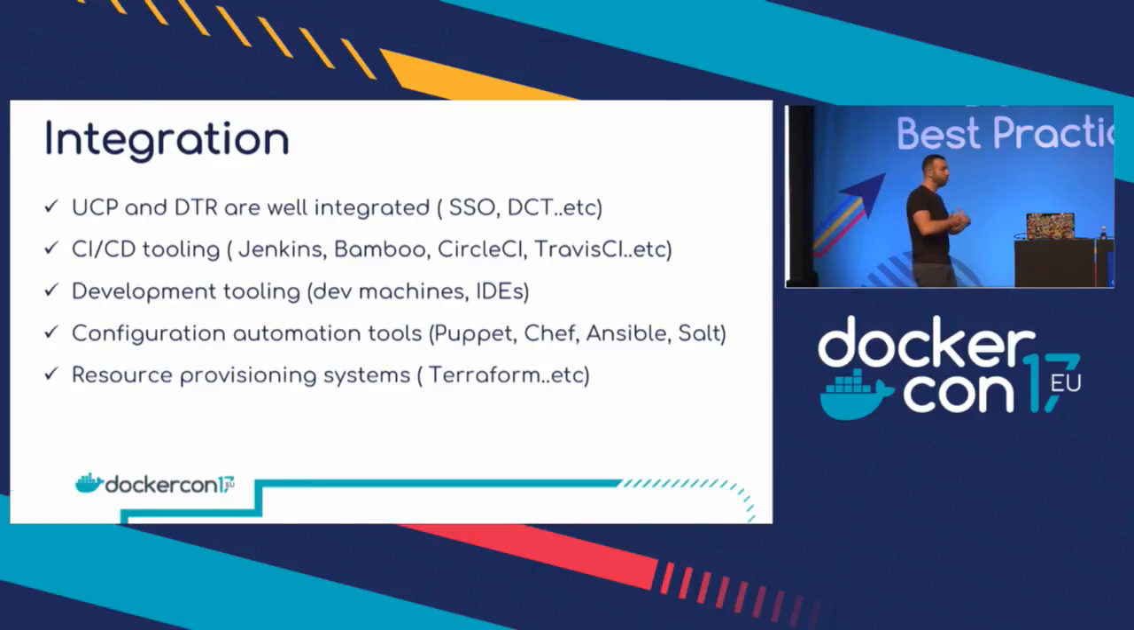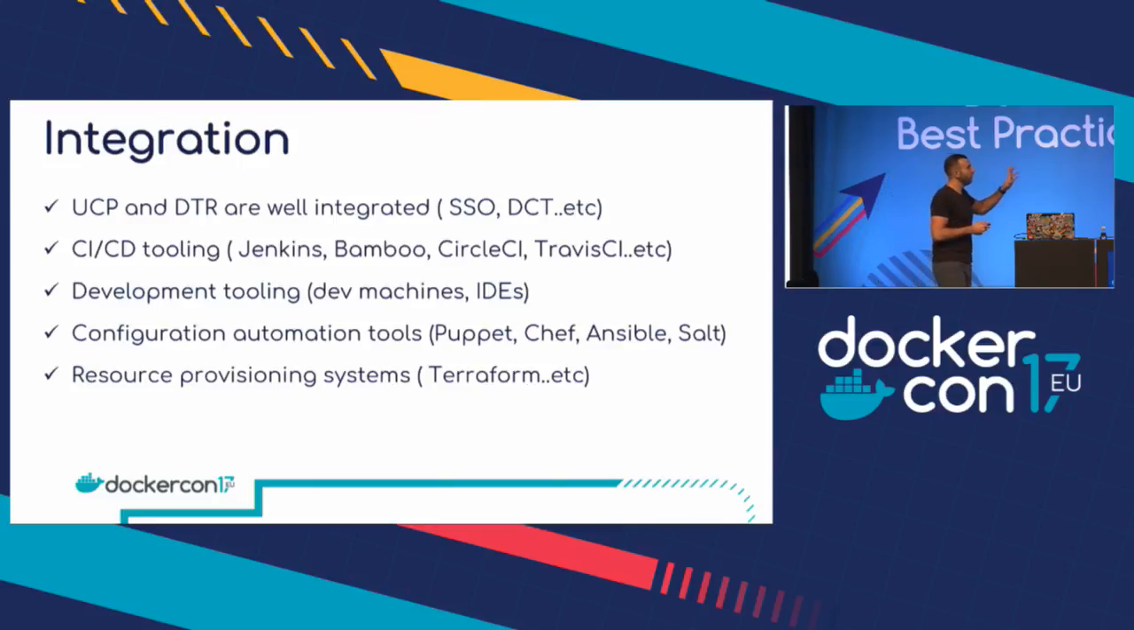Integration. This is how your cluster integrates with other systems. It's really critical. Docker is part of the ecosystem, and there are a lot of tools out there that provide really good integration points with Docker or vice versa. First of all, make sure that UCP and DTR are well integrated together. We have a single authentication service across the two, UCP and DTR. That means that you have SSO, and you have to have those two working together. By default, they work together. Just make sure that SSO is working as expected.